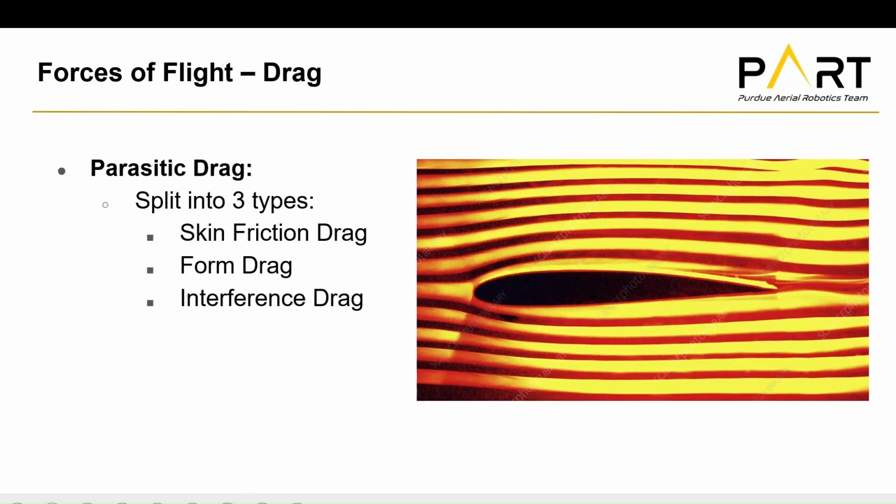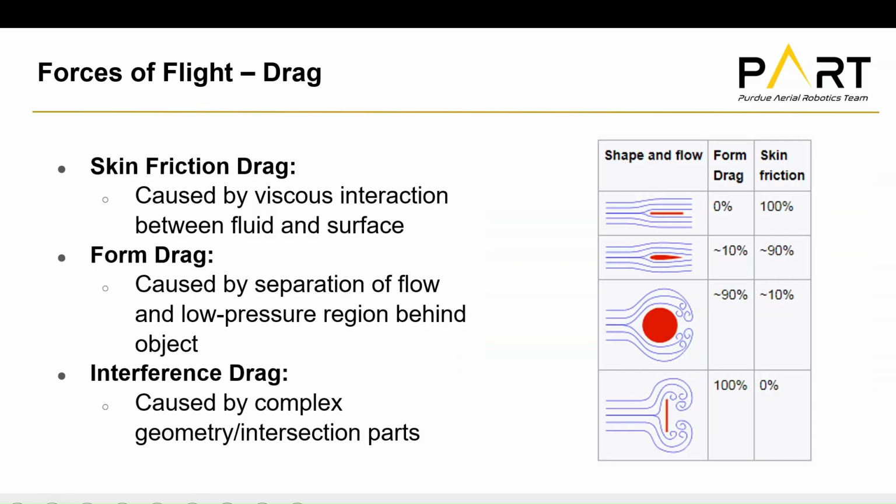So parasitic drag has skin friction drag, form drag, and interference drag. All of these are known together as parasitic drag. Okay, so let's go into these individually. Skin friction drag is caused by viscous interaction between a fluid and its surface, right? We talked a lot about viscosity, especially in the last video.